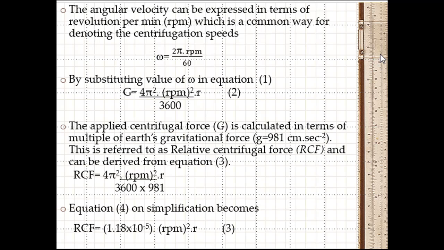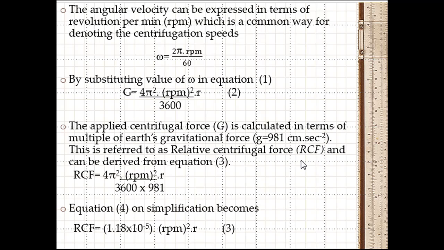Angular velocity can be expressed in terms of revolutions per minute, that is RPM, which is a common way of denoting centrifugal speeds. Omega is equal to 2 pi into RPM upon 60. By substituting this in equation 1, G will become 4 pi squared into RPM squared into r upon 3600. The applied centrifugal force is calculated as a multiple of Earth's gravitational force, that is g equals 981 centimeter per second squared.